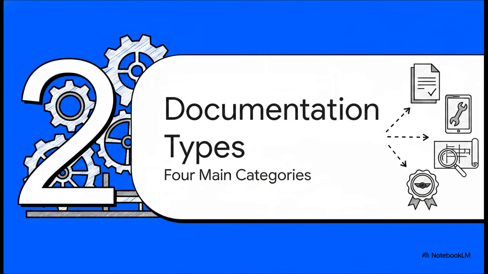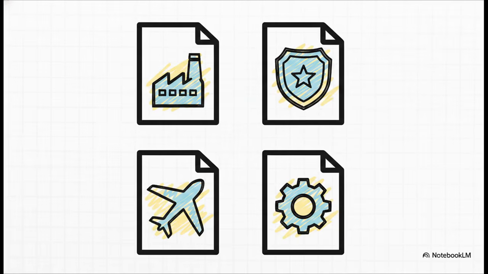Moving right along to Section 2, the 4 main documentation types. Grab your pens, because this is pure, high-yield memorization material. Seriously, if you take absolutely nothing else away from today, remember this exact list. The 4 main types of documentation you will use in aviation maintenance are, number 1, manufacturer's documentation, number 2, regulatory documentation, number 3, airline-generated documentation, and number 4, ATA document standards. Go ahead and burn those 4 into your memory right now.